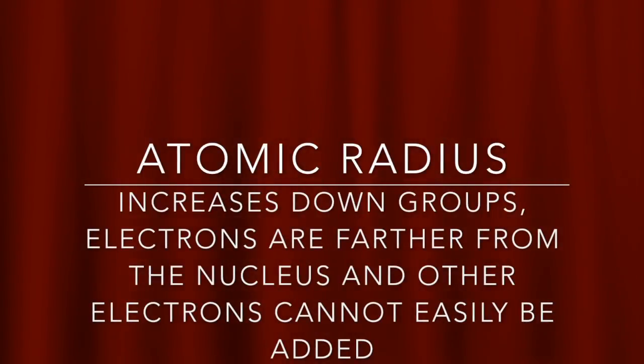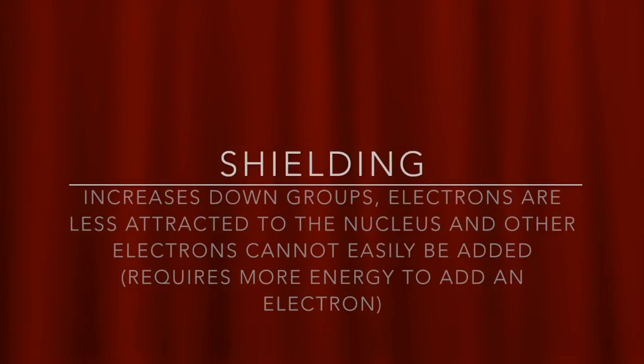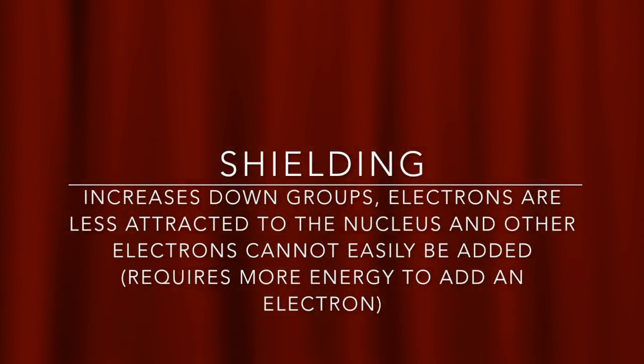Electron affinity decreases down groups because the atomic radius increases, which means electrons are farther from the nucleus and another electron is harder to add. Also, the increase in shielding effect down groups means that an electron is not as affected by its attraction to the nucleus and requires more energy to add, which decreases electron affinity.